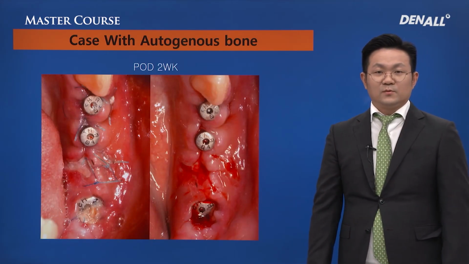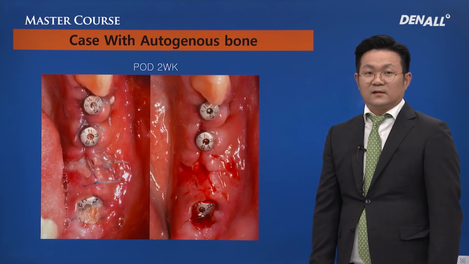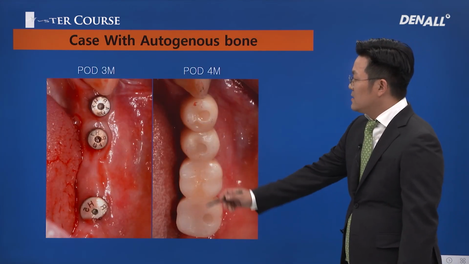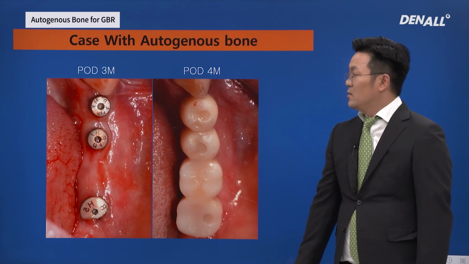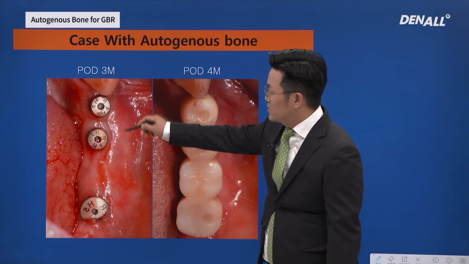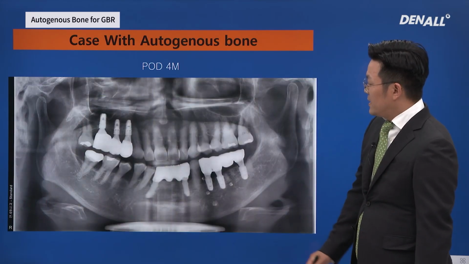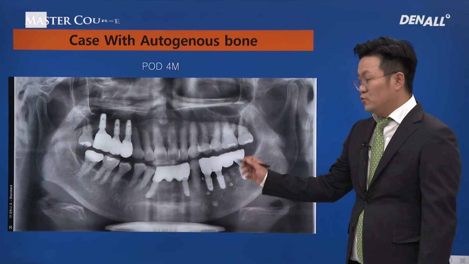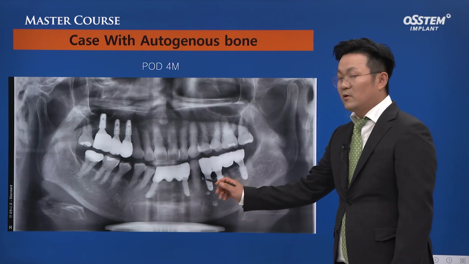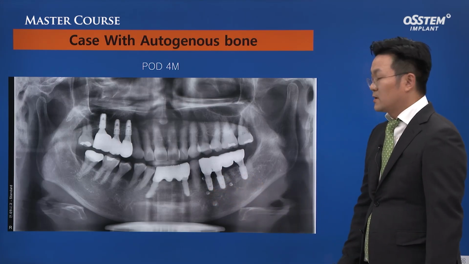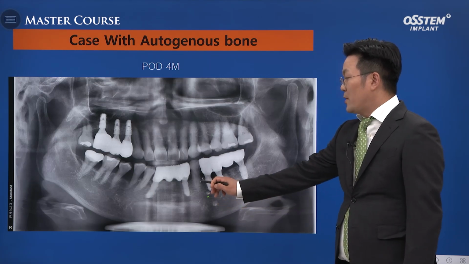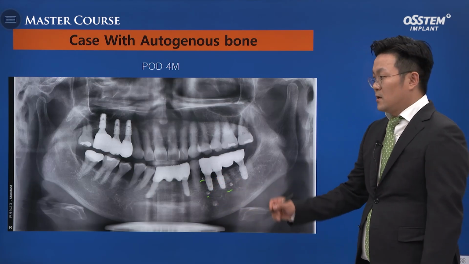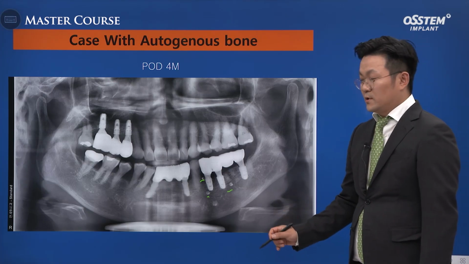Post-op 2 weeks, and it is pretty well healed. Post-op 3 months and 4 months. After the delivery of the prosthesis, the contour is improved considerably. This is the panorama after prosthesis delivery. The implants look stable, and these are the bone tacks used to fix the membrane to stabilize the bone material at the time of surgery.